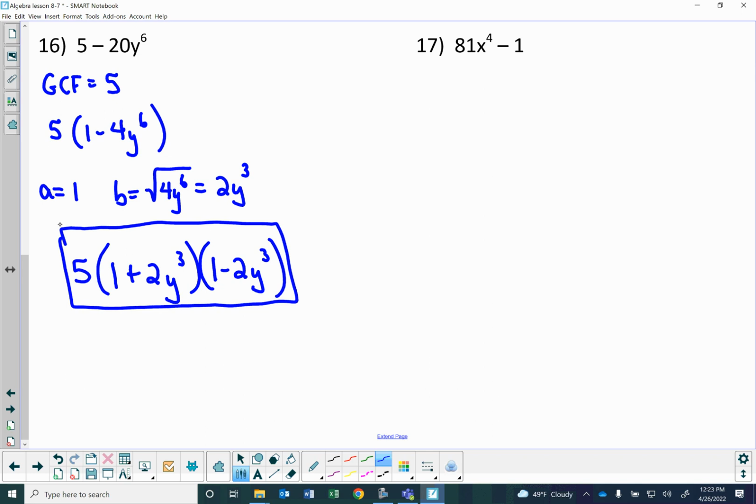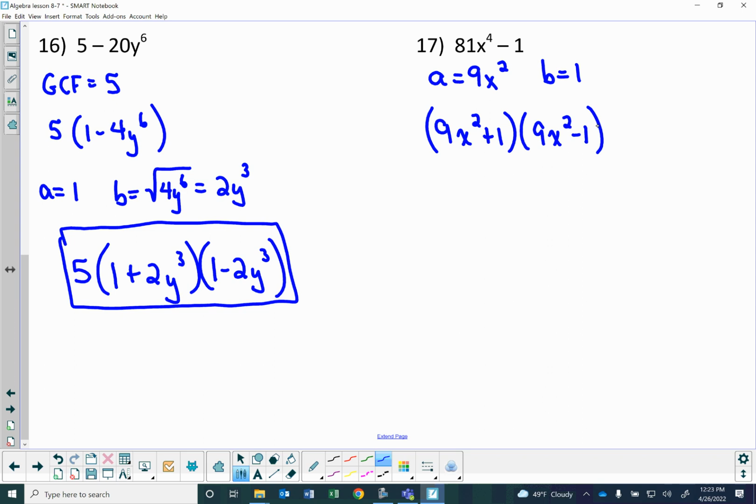Now number 17 is a little bit interesting. Okay, I'm looking at this going, oh, this is an interesting one. 81x to the 4th minus 1. You might look at it and go, oh yeah, perfect square. The square root of 81 is 9, the square root of 1 is 1, which is true. So my a term is going to be 9. Since it's an x to the 4th, it's going to have to be x squared, because 4 divided by 2 is 2. And my b term is going to be 1. So I will have 9x squared plus 1 times 9x squared minus 1. And this is where a lot of people stop.